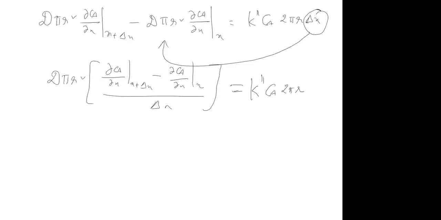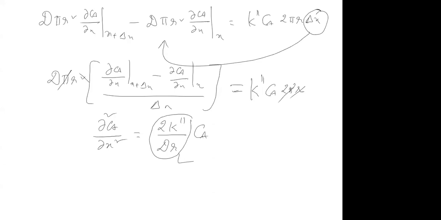Clear? Now what does this become? Pi and pi will cancel, r will cancel. This becomes d square CA by dx square, which is equal to 2k prime divided by d into r, into CA. So this 2k prime by dr, I will consider as, let's say, m square. Then this is d square CA by dx square minus m square CA is equal to 0.